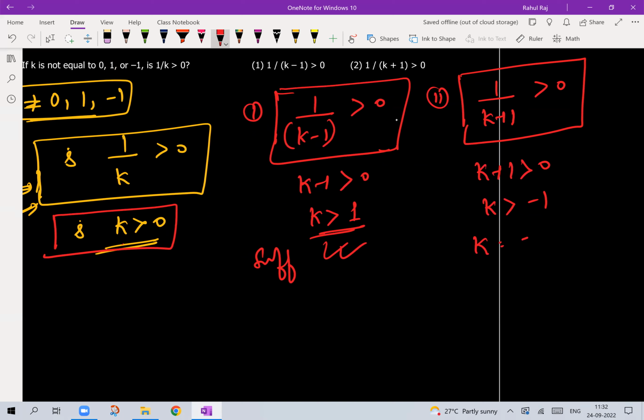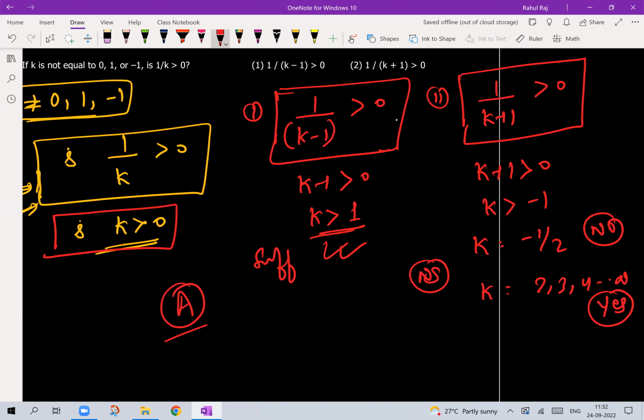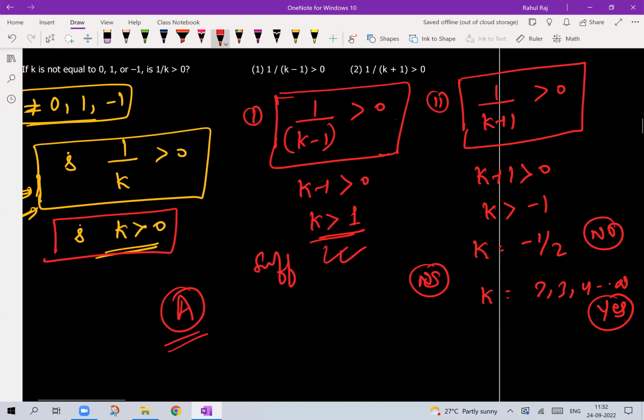But if k is greater than negative 1, k can be equal to negative half, or k can be equal to any number 2, 3, 4, 5 to infinity. So this is a no situation. This is a yes situation. So this is not sufficient. So my answer is k. Is that very clear? Anyone? Any doubt?